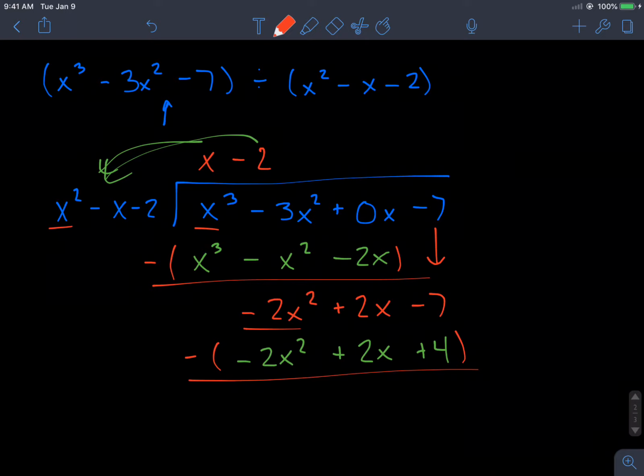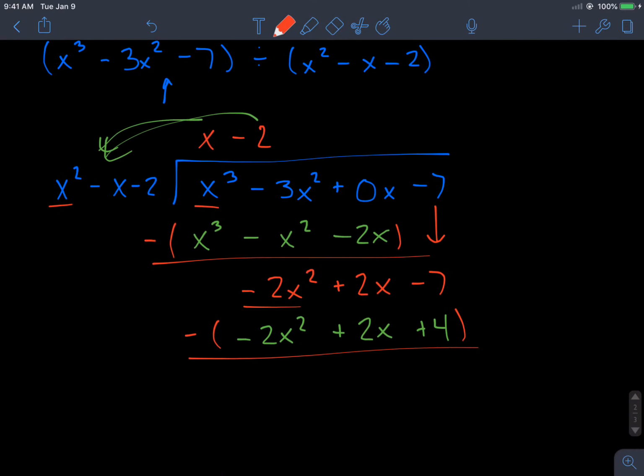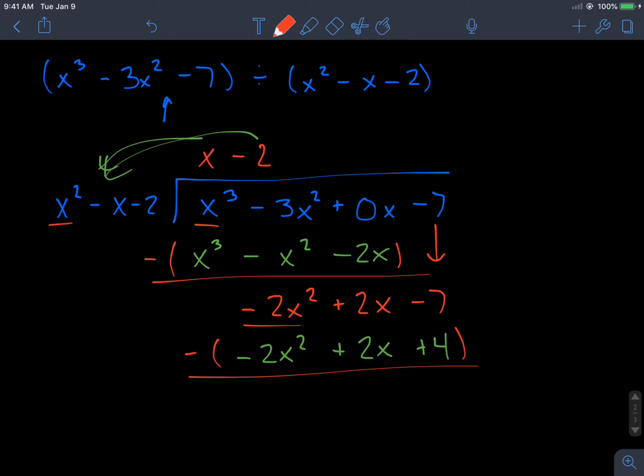So negative 2x squared minus negative 2x squared is 0. 2x minus a 2x is 0x. So that doesn't really matter either. And then negative 7 minus 4 is a negative 11. So all we really have left there is a negative 11. Does x squared go into negative 11? It does not. So there's our remainder.